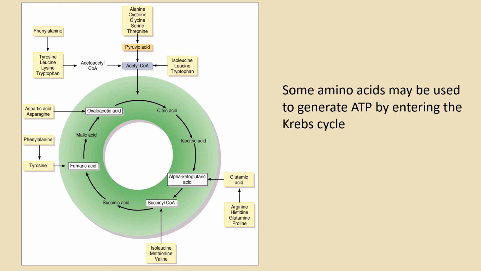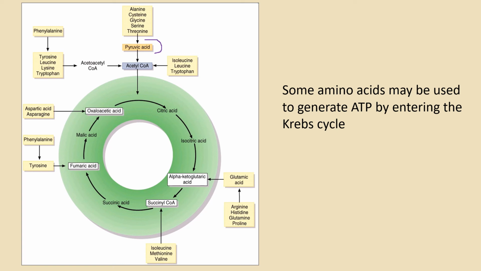Some amino acids can be used to fuel cellular respiration. This big green circle represents the Krebs cycle, also known as the citric acid cycle. Previously we had talked about using carbohydrate, specifically glucose, to create pyruvic acid, right? Glycolysis, the product of glycolysis is pyruvic acid. But this diagram focuses on all the different amino acids that can feed into, meaning they can be the starting ingredient for the Krebs cycle.